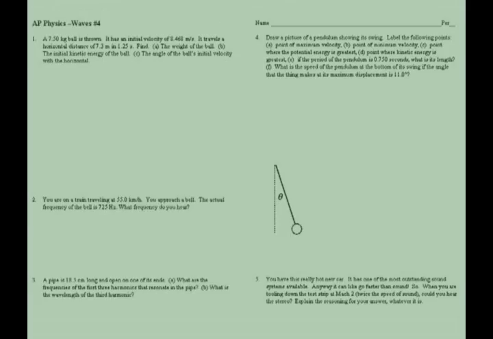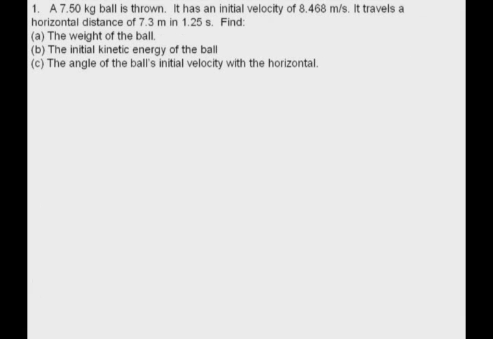AP Waves number 4. Let's look at our first problem. A ball is thrown, has initial velocity of 8.468 and travels a horizontal distance of 7.3 meters, and they give us a time of 1.25 seconds. Remember, anything flown in the air is going to follow the shape of a parabola.